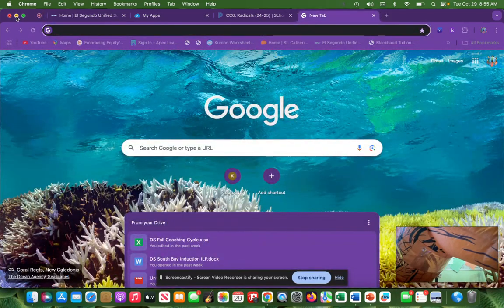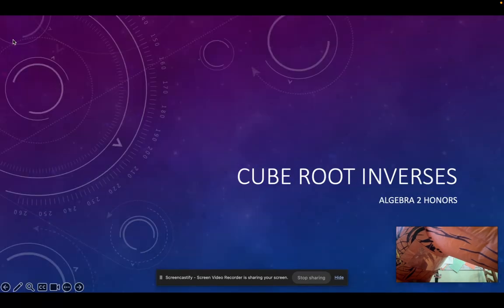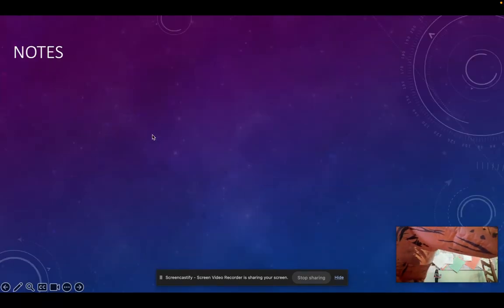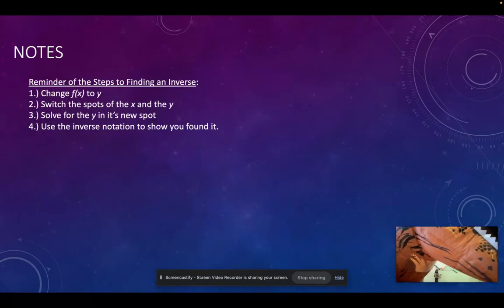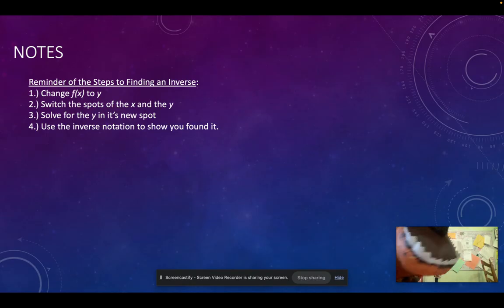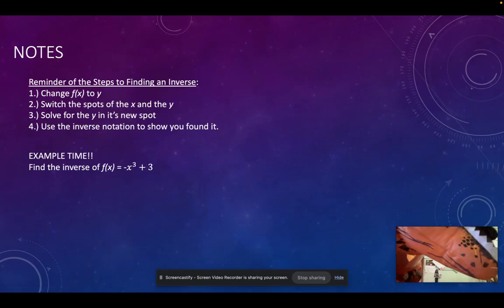All right, let's get going here on cube root inverses. It's pretty similar to what we just covered, but here's a reminder of the steps you generally want to take whenever you are solving or trying to locate an inverse algebraically. So let's launch right in with some examples. Ready? Here we go.